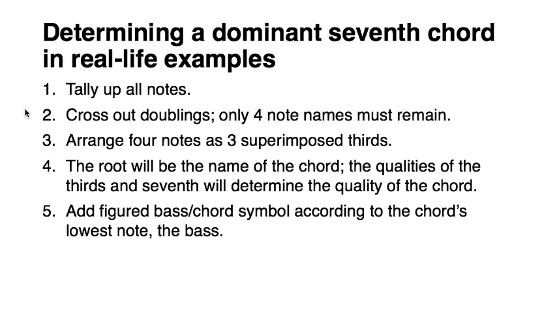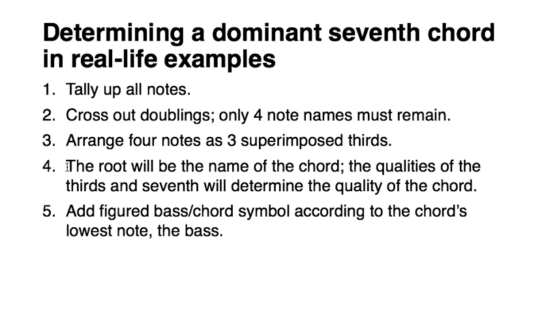So I have, once again, some steps for us to go over if we are given a real-life example, a score, or you're playing something, or you know the notes of something, and you need to find out what the 7th chord is, is it inverted, is it not, what inversion is it, etc. First step is tally up all of the notes that you're seeing. Second, you're going to cross out the doublings, and if you really have a 7th chord in there, only 4 note names should remain. Your next job will be to arrange those 4 note names, those 4 notes, as 3 superimposed thirds.